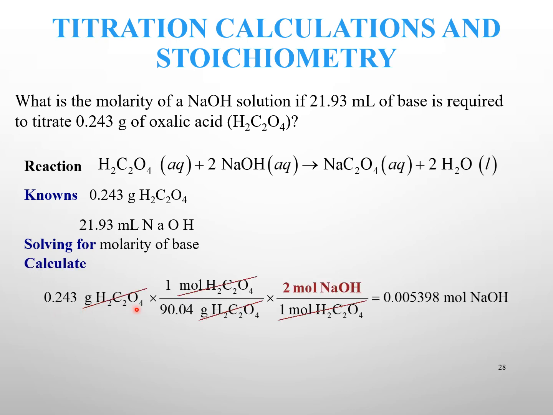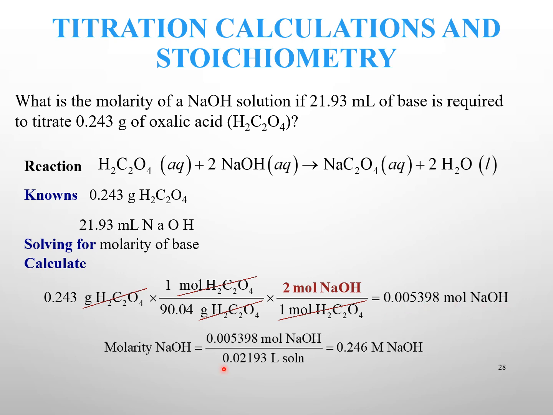Grams of oxalic acid, and then molar mass of oxalic acid. 1 mole is 90.04 grams, and you cross off grams here. You have your answer in moles of oxalic acid, and you know that 1 mole of oxalic acid will react with 2 moles of sodium hydroxide, so you get a certain amount of moles of sodium hydroxide. Then you take that number and you divide by the volume in liters, which is 21.93 mL divided by 1,000, so you get 0.02193 liters. And you get your answer as 0.246 molarity sodium hydroxide.